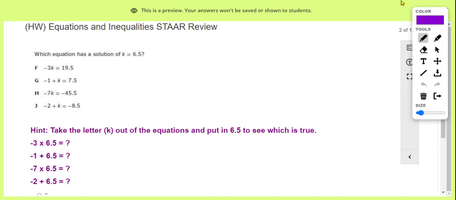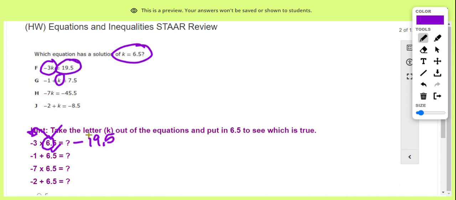Okay, number 2, you need to substitute. Take out the letter and put in a real number. So right here, take out k and put in 6.5. It's displayed down below. Negative 7 times k. So the first one, a positive times a negative would give you a negative answer. Negative 19.